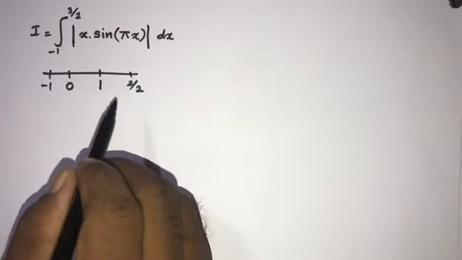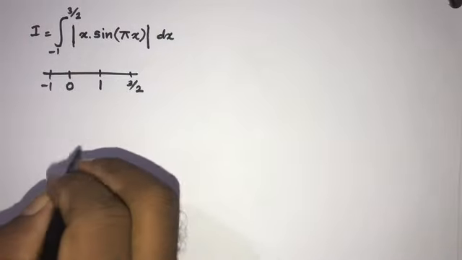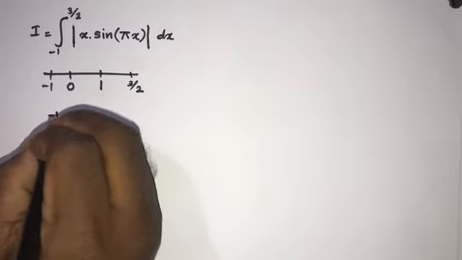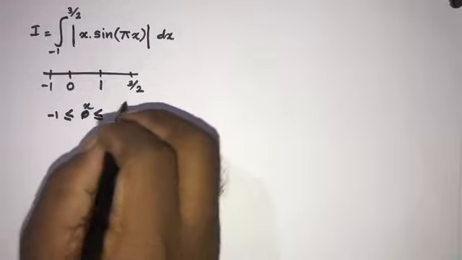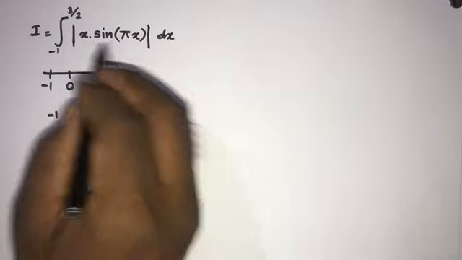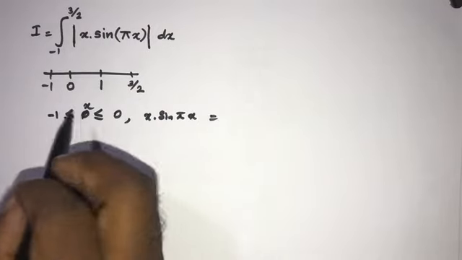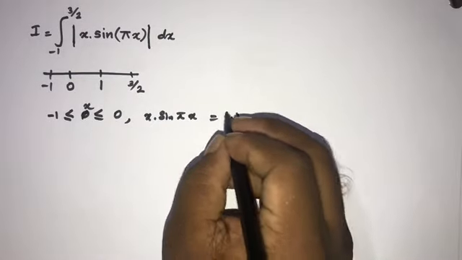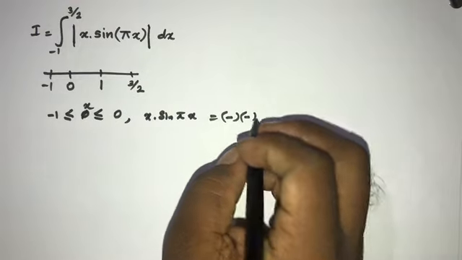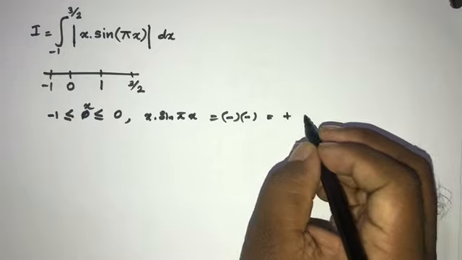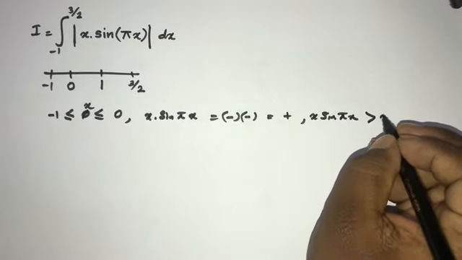Now we are going to check whether x sine of pi x is positive or negative in these ranges. First, minus 1 to 0, so minus 1 is less than or equal to x, and x is less than or equal to 0. We need x times sine of pi x. In this range, x is negative, and sine of pi x is also negative. Minus times minus is positive. So in this range, x times sine of pi x is greater than 0.